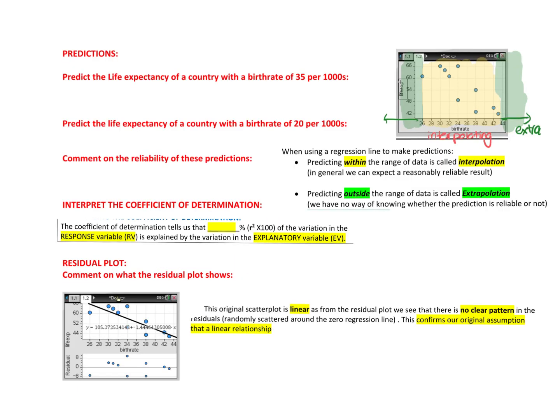Okay, moving on, we're going to be asked to predict. So we're going to be using the equation that we found. So the equation we found is the life expectancy equals 105 minus 1.44 times birth rate. Okay, so we're going to use that and we're going to make some predictions. And here they're going to ask us what is the life expectancy when we have a birth rate of 35 per 1,000. So we just pop that into the formula, and where we see the EV, or the birth rate, we're going to put 35.